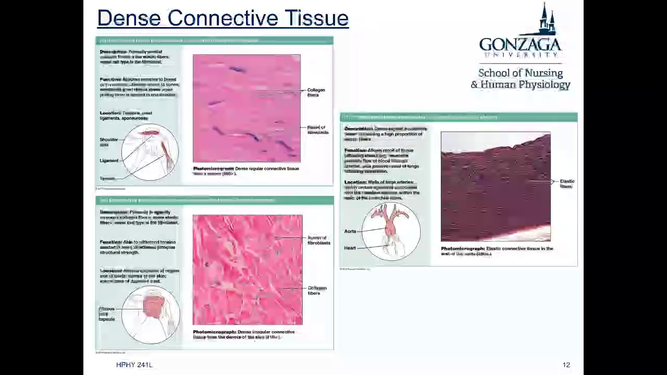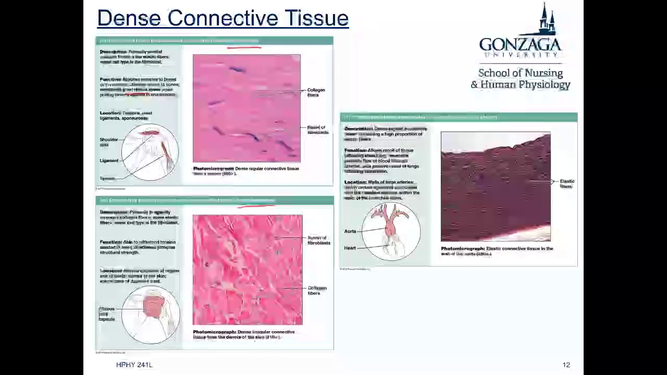Moving on to dense connective tissue, again we have 3 types. We have dense regular, which is primarily composed of collagen, okay, type of matrix, and dense regular is really good for providing attachment, so muscles attaching to bones or bones attaching to other bones. The reason dense regular is used is because it's really good at providing tensile strength.